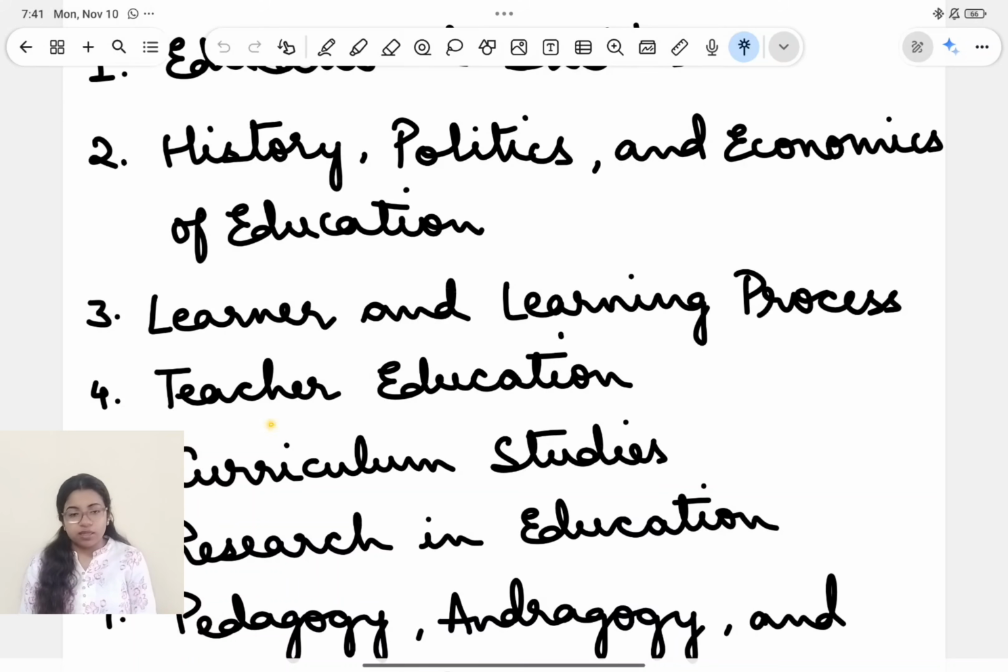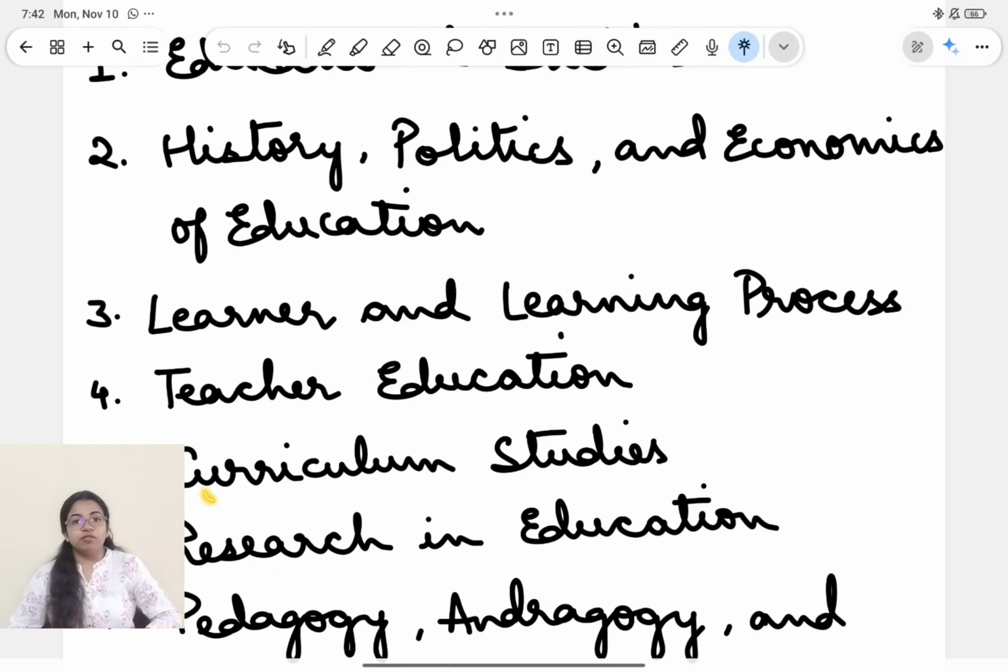Next, Unit 4, it is teacher education. Here you will be asked about meaning, nature, and the various types of teacher education programs. What are the different models? What is in-service teacher education? Then what are professional ethics? How to integrate ICT? And what are the different innovations in teacher education?